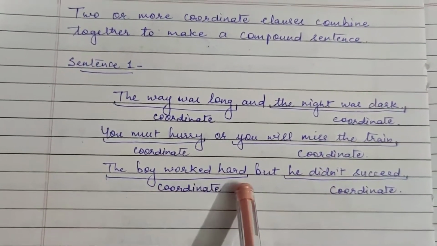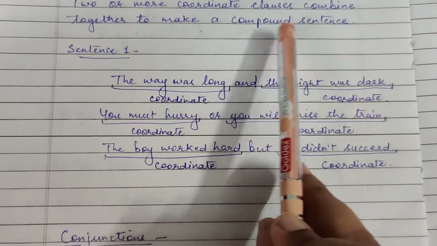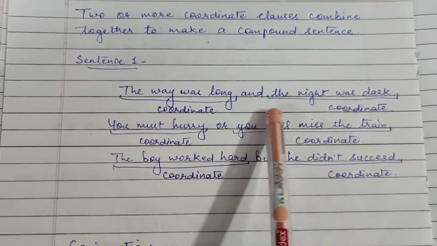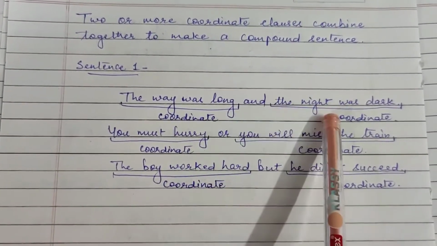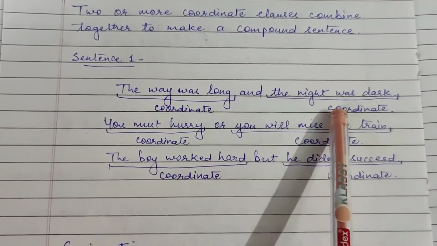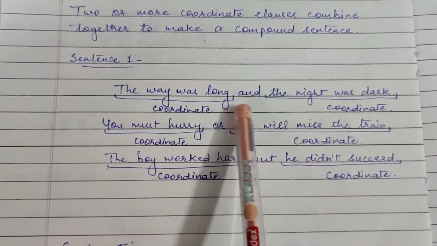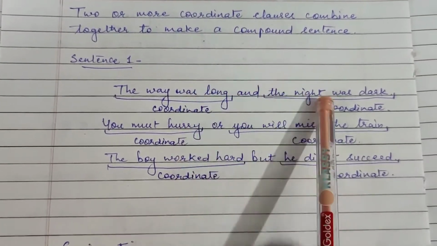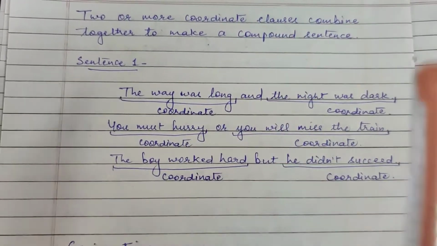The boy worked hard, he didn't succeed. So what is happening here? Coordinate clauses are those clauses which, even though they are combined together to make a compound sentence, are still independent of each other. They are just connected to each other with the help of a conjunction. They do not depend on each other to complete their meaning. They are known as coordinate clauses.